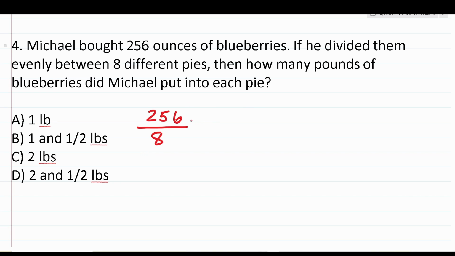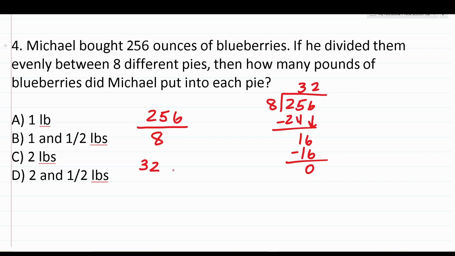If it's helpful, you can do this as long division like this. 256 divided by 8. We start by asking ourselves this: how many times does 8 go into 2? It doesn't. How many times does 8 go into 25 without going over? Of course, that's 3 times, given that 8 times 3 is 24. 25 minus 24 is 1. Bring down this 6. 8 times 2, of course, is 16. 16 minus 16 is 0. Because we hit that 0, we know we are done doing this long division. So Michael put 32 ounces of blueberries into each pie.